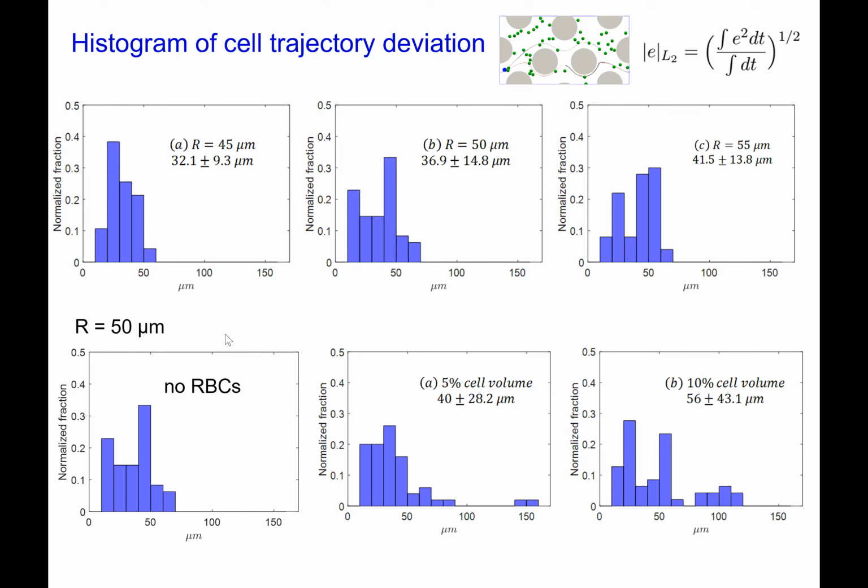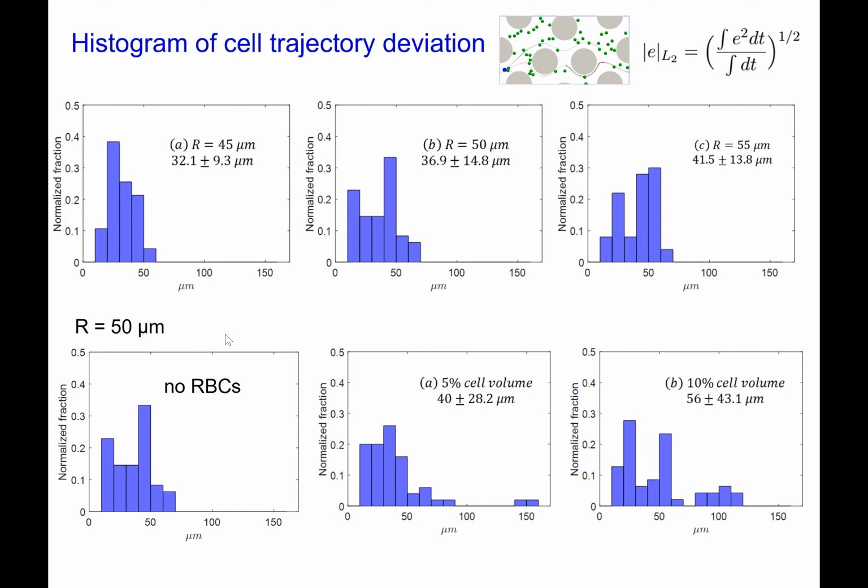And then we pick one particular design with the micropost of 50 micron. We compare the difference between pure cancer cells with 5% red blood cell concentration, and the case with 10% red blood cell concentration. As we can tell, when we increase the number of red blood cells, the shifted distance also increases. That means the mixture of red blood cells is going to enhance the collision or enhance the dispersion of the cancer cells in the microfluidic device.